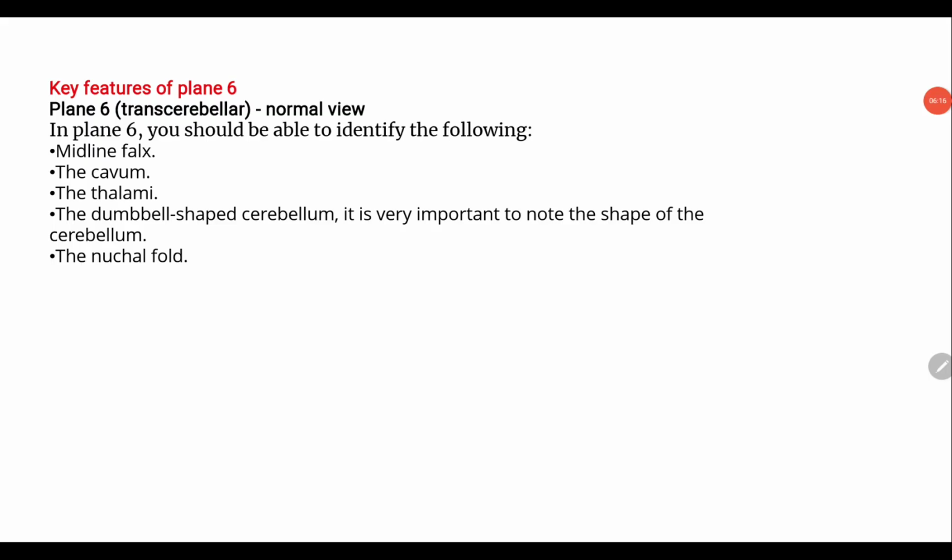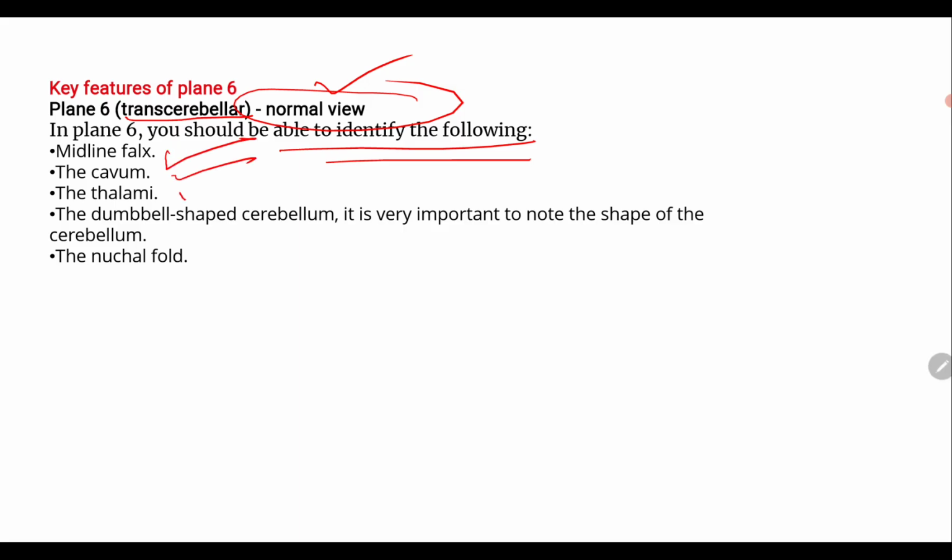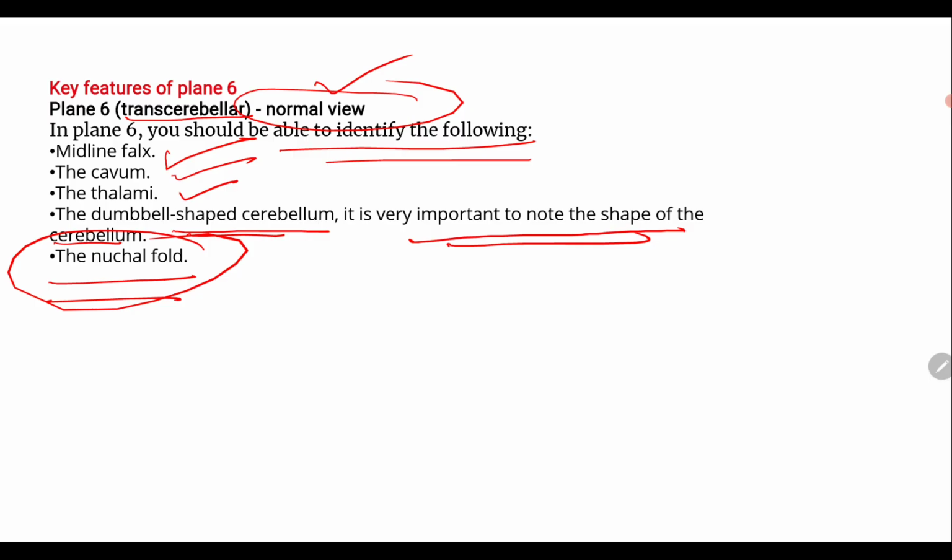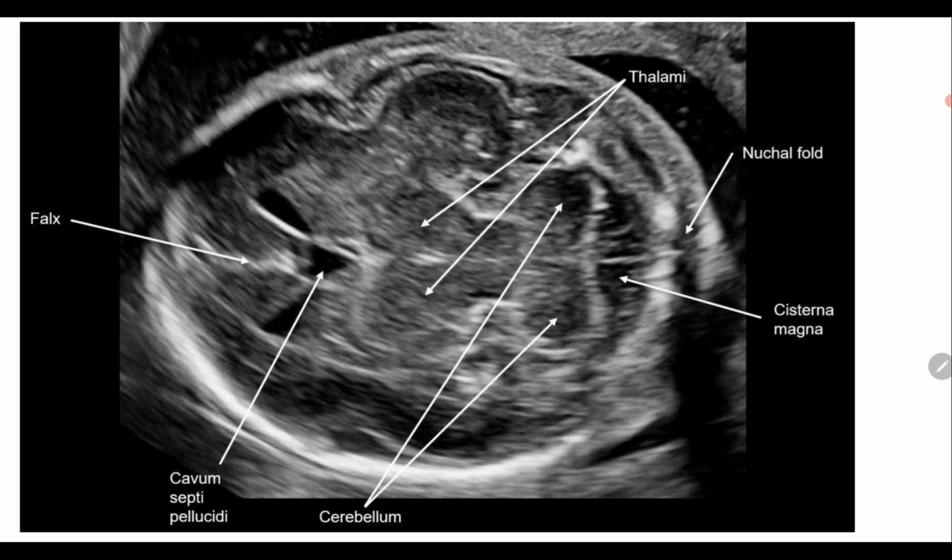In plane 6, there is the transcerebellar view. In the normal view, what structures do you have to see? You should be able to identify the following structures, almost similar, just small changes. Here you get the cerebellum instead. The midline falx will be there, the cavum septum pellucidum will be there, the thalami have to be visualized, and the dumbbell-shaped cerebellum. It is very important to note the shape of the cerebellum, and the nuchal fold has to be added here. So these are the extra things added if the cerebellum is visualized, compared to the transthalamic plane.